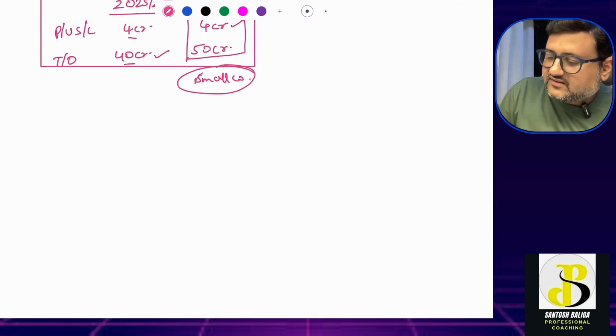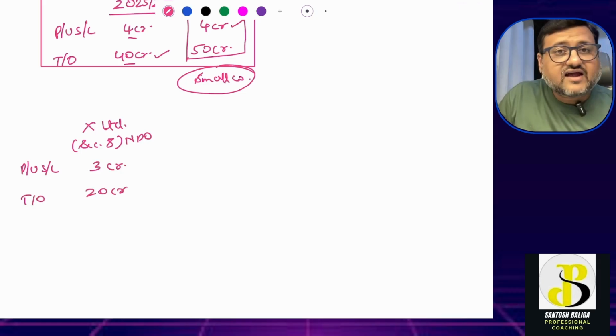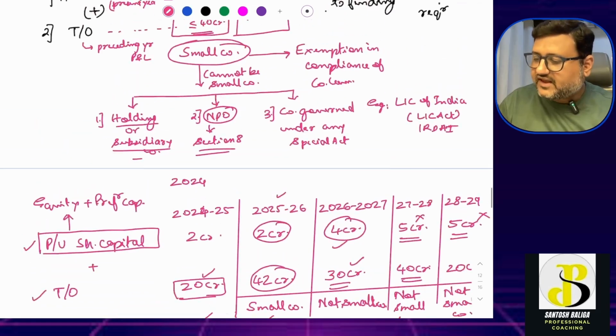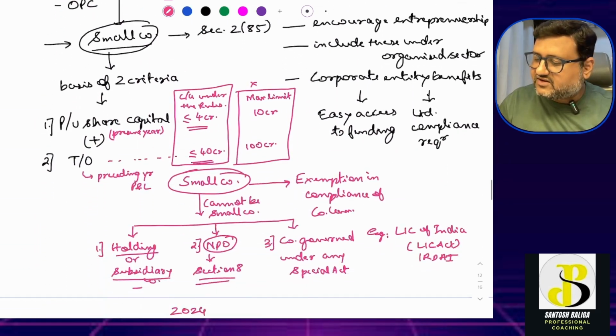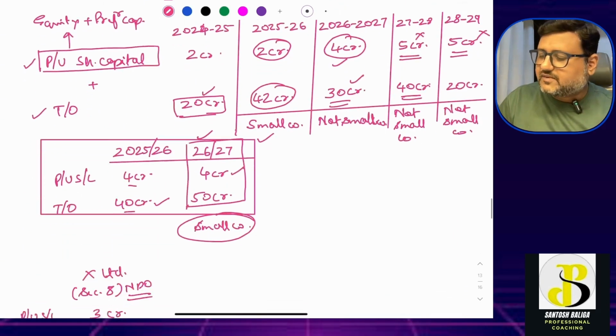Okay, now there is a company which is X Limited company, which is a section 8 company. Okay, section 8 company, that means it is an NPO. Now the paid up share capital is say 3 crores, and the turnover is 20 crores. Will you call this a small company? No, I will not call this a small company, because an NPO can never become a small company. That is given in the exceptions itself. Okay, so this part is also clear.